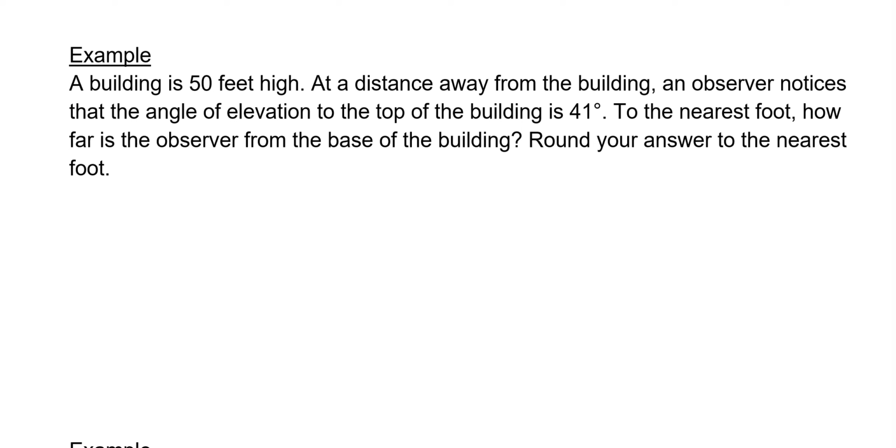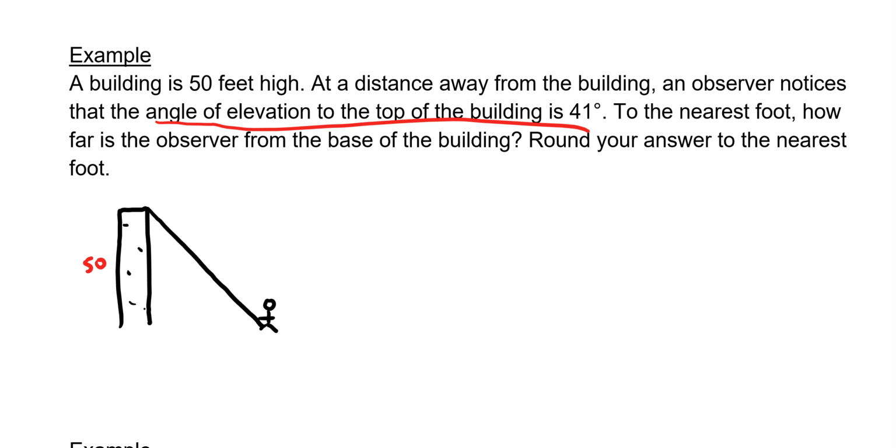So anytime you have a word problem, just start by drawing a picture. So we have a building, and then we have an observer standing some distance away. And we already know, let's start labeling things. We know the building is 50 feet high. So we also see that from the observer, the angle of elevation to the top of the building is 41 degrees. So from the observer to the top of the building, the angle of elevation, which is going to be this little part right in here, this angle, is 41 degrees.